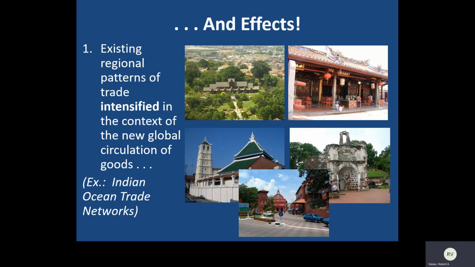Existing regional patterns of trade intensified in the context of new global circulation of goods. Humans figure out how to get things, everything from spices and ivory to sugar and cotton, from anywhere in the world to anywhere in the world. And this global trade also promotes the regional trade that had been happening already.